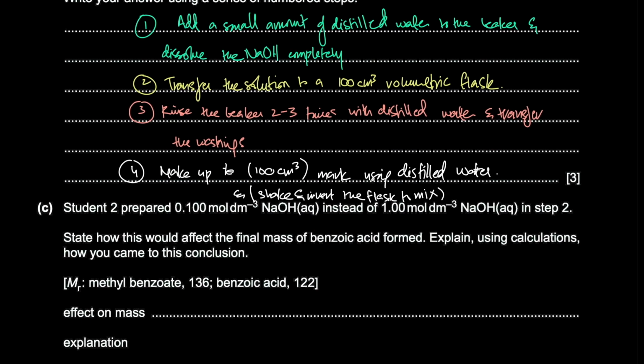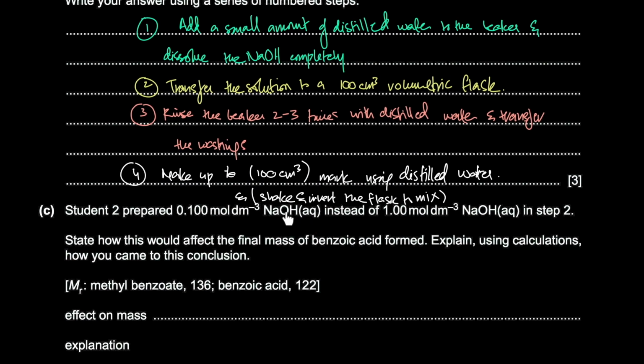Student 2 prepared 0.1 mole per dm cube aqueous sodium hydroxide instead of 1 mole per dm cube aqueous sodium hydroxide in step 2. State how this would affect the final mass of benzoic acid formed. Explain using calculations how you came to this conclusion. They've given us the MR of methyl benzoate and the MR of benzoic acid.